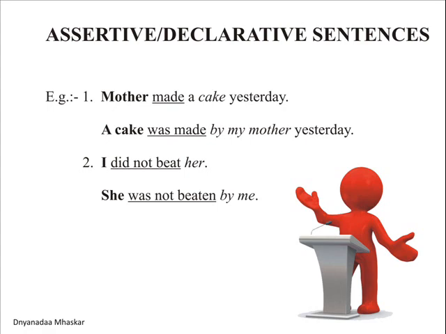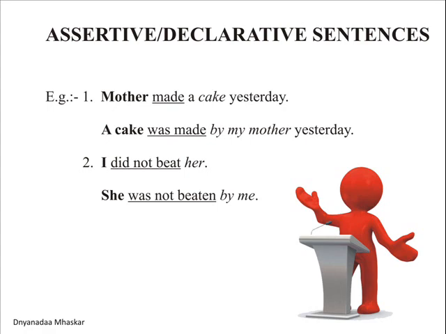Mother made a cake yesterday. Mother is the subject, made is the verb, a cake is the object. Made what? A cake. See the change. Now mother is the subject. Yes. Now what has happened? As per the rule, the subject in the active voice becomes the object in the passive voice, and the object in the active voice becomes the subject in the passive voice. So let us see whether it has happened. A cake was made by my mother yesterday.